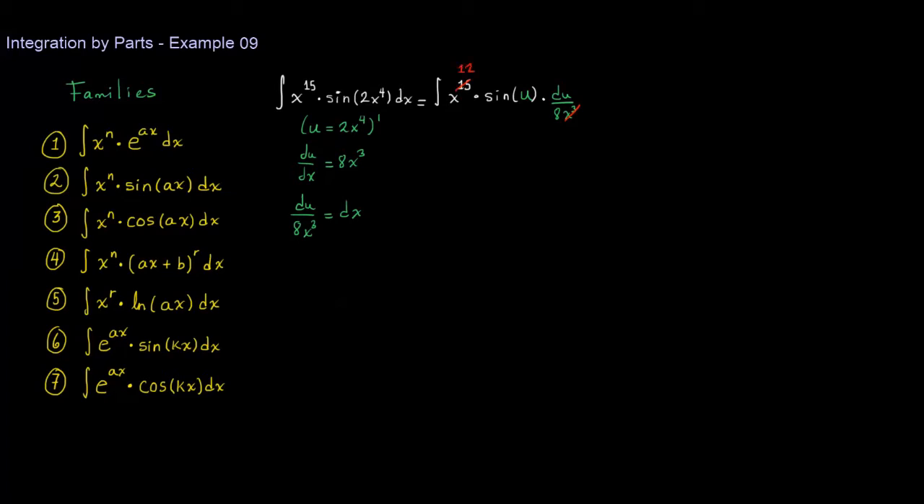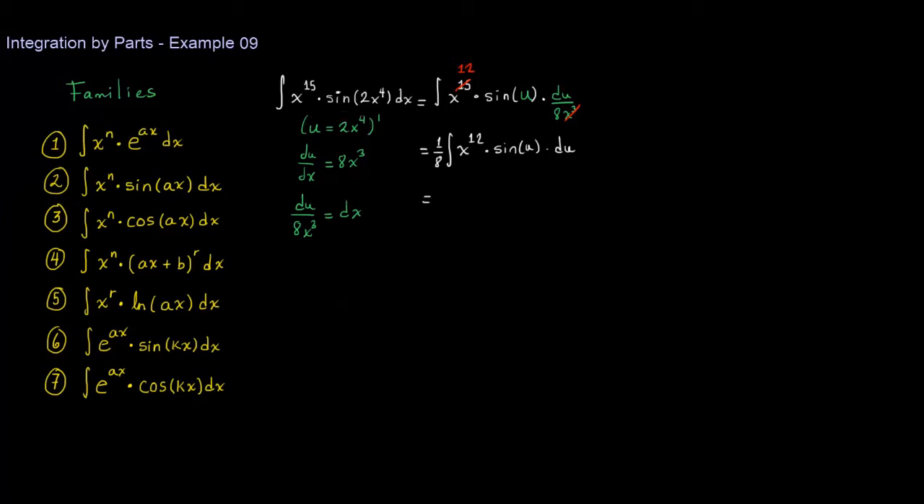Now I'm going to write this in a simpler, more ordered way. I'm going to move this 8, which is dividing, outside as 1 over 8. So we have this integral to be x to the 12 times sine of u du. Now the thing is, we have two variables here, so we have to find a way to convert this x to the 12 in terms of u. And we can use this information that we started with, u equal to 2 times x to the 4th, by using a small trick.